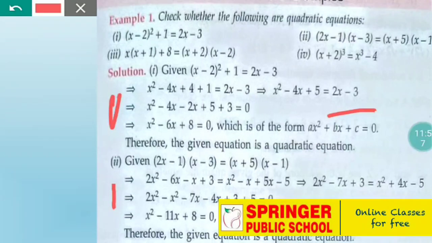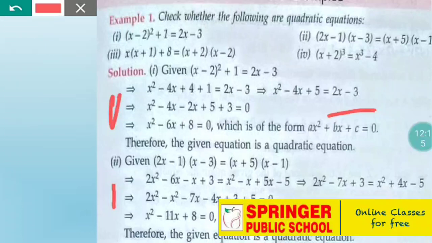So if you multiply x with 2x, it becomes 2x square. If you multiply minus 3 with 2x, it becomes minus 6x. If you multiply x with minus 1, it becomes minus x. And if you multiply minus 3 by minus 1, it becomes plus 3. So this is on the left hand side. Similarly, we have expanded it on the right hand side.